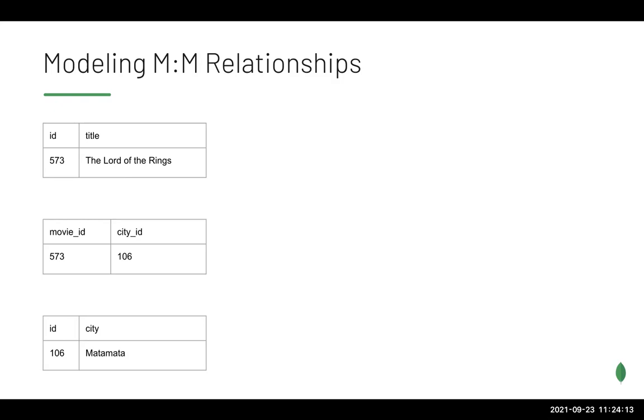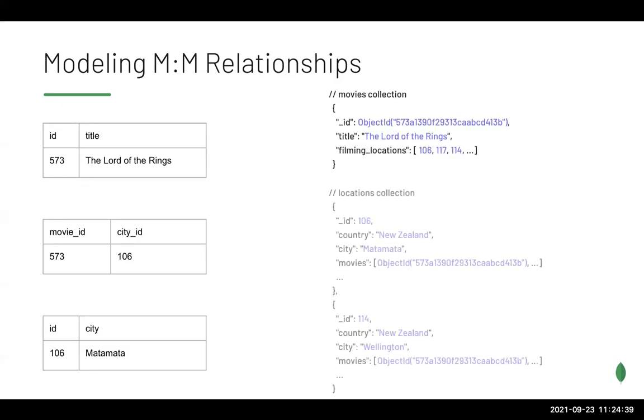You would have a filming locations table that would have a series of columns and rows for all of the locations where movies were filmed. And then you would have what is typically called a join table that would have a reference to the movie ID and a reference to the city ID. And so you would do at a minimum a three-way join to get information about where a particular movie was filmed.